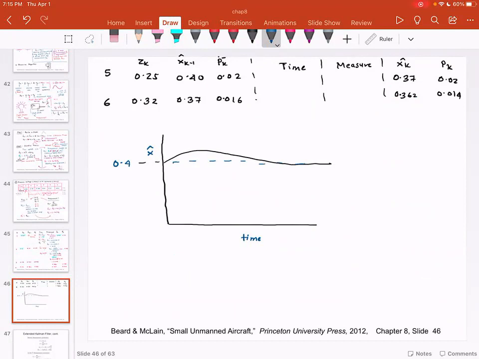And I will talk about the extended Kalman filter and the unscented Kalman filter in the next class. And then we will see how these can be implemented for our UAV problem using sensor measurements.